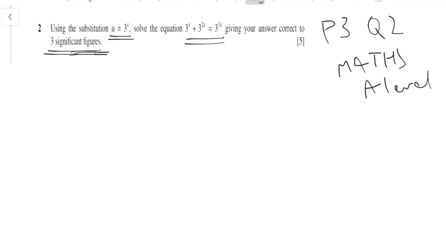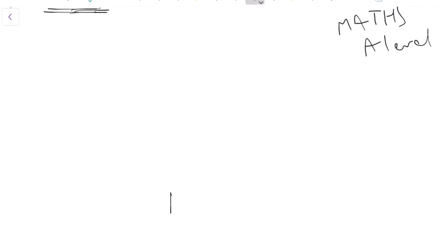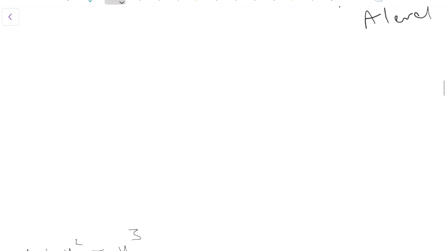Okay, so how do we do this? Well, first step is use the substitution and replace into the equation. And you will obtain this right here. So u plus u squared equals u cubed.